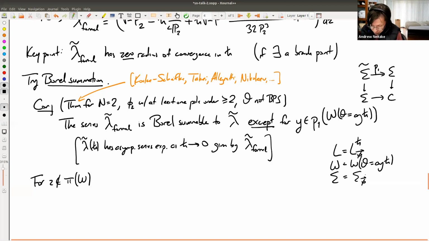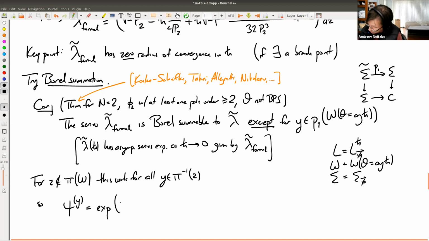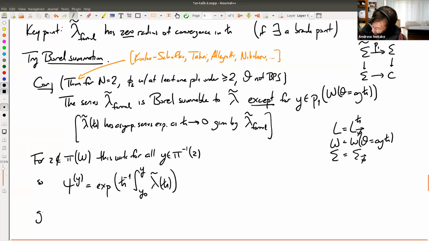So if Z is not in the projection of the spectral network, then we're saying that this Borel summation works for all points lying above Z. And so now this ansatz that I wrote before, now I can write it just for an honest solution, not a formal solution. I write the same ansatz, integral from y0 to y, lambda twiddle of Hbar. Now this procedure actually gives me an honest solution. And in fact, it gives n linearly independent solutions. Well, for n bigger than 2, that's a conjecture because the whole thing's a conjecture. For n equals 2, it's true.